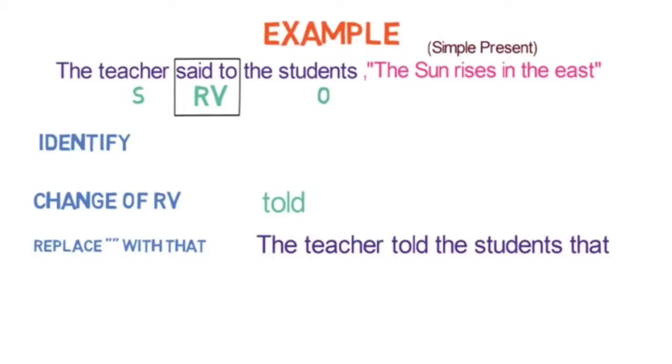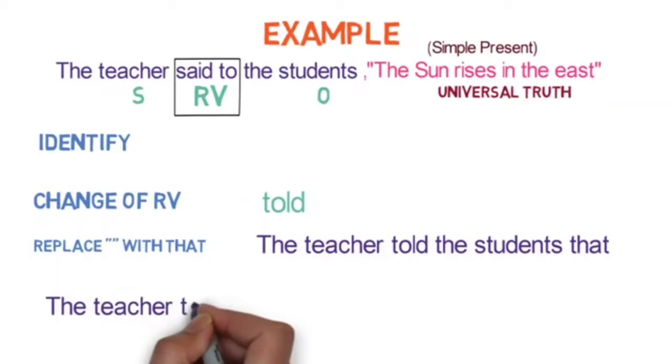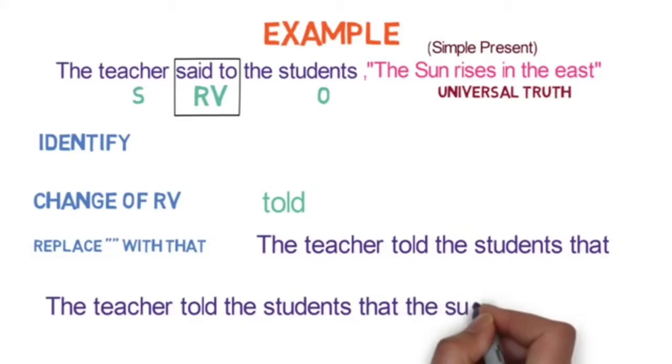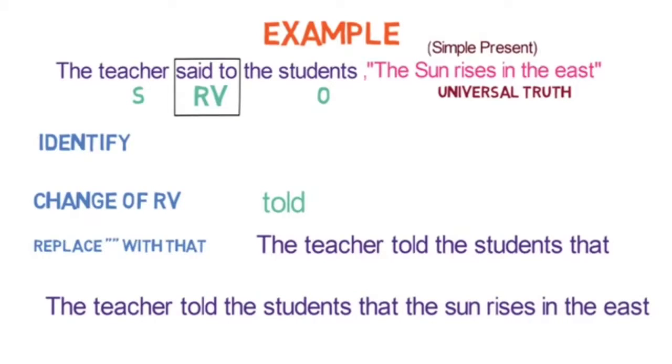Next step is change of tense. Here the tense is simple present tense and it is a universal truth, so there will not be any change in the tense. The sixth step is the change of time denoting word. Here, as there is no time denoting word, there is no change in the sixth step. Then the sentence will become like this: The teacher told the students that the sun rises in the east.